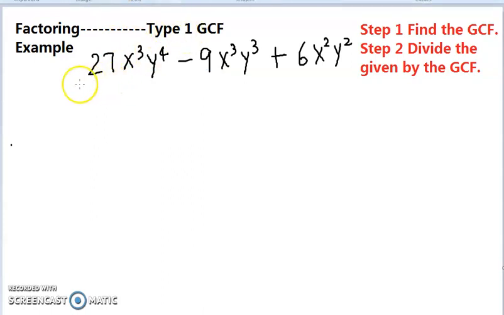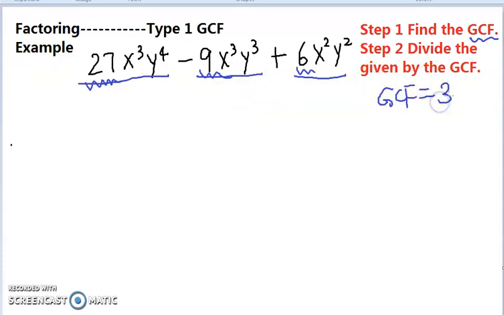We have a tip to do these quickly. If you have trouble following the tip, I can show you the slow way to do it. So first thing, remember GCF is greatest common factor. So we need to find a number. Looking at 27, 9, and 6, we can see 3 goes into all of these three numbers. So that tells me the GCF number is 3, because 3 goes into 27, 3 goes into 9, 3 goes into 6, and 3 is the biggest.